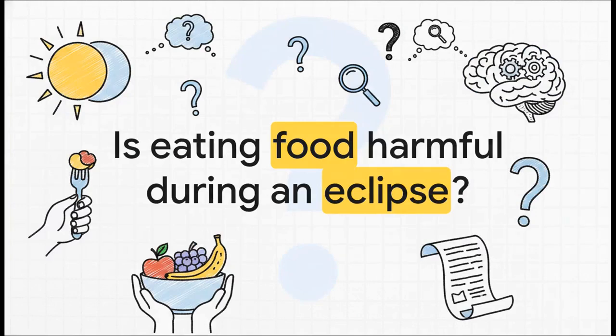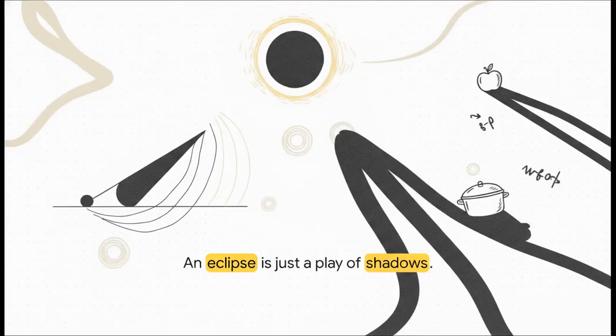Now let's point this superpower of prediction and reasoning at a viral myth. You've probably seen claims on social media stating that eating food during a solar eclipse is harmful. I want you to pause for a second and directly challenge this using your new scientific toolkit. Is there any actual evidence for this? Well, the crucial point here is looking at the actual physics of the event. An eclipse is literally just a play of shadows. The moon is simply blocking the sun's light.